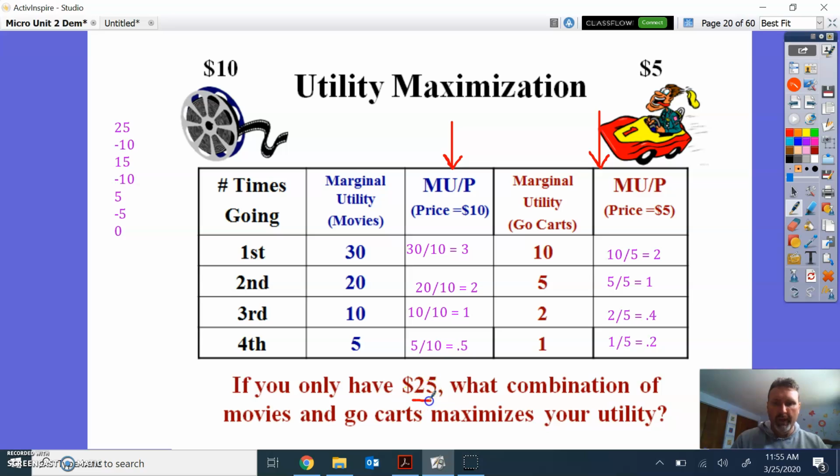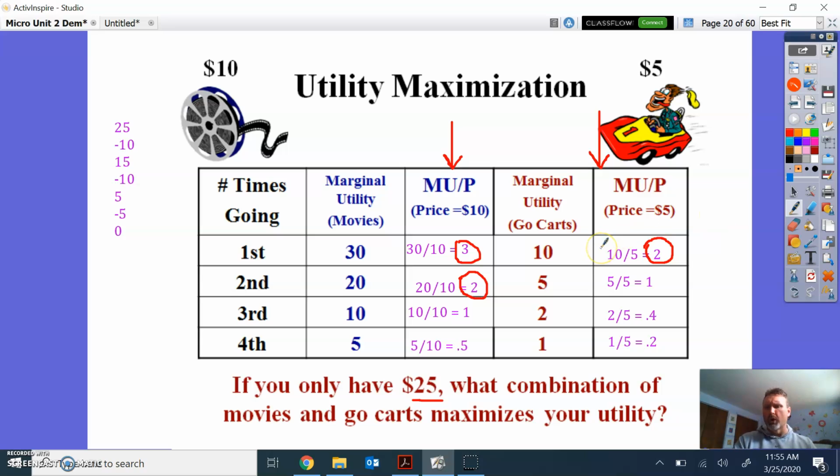So we have $25 to spend. The question is, what combination of movies and go-karts maximizes your utility, gives you the most benefit? Well, the highest number over here, guys, is that 3. What I always like to do is take my total amount of money, which is 25, and take away 10, so now I have 15. Now I look for the next highest numbers, and lo and behold, we have a tie. Going to the movies a second time and going to the go-karts a second time gets me there. This costs 10, this costs 5. Take away 10, take away 5, now I have $0 left over.